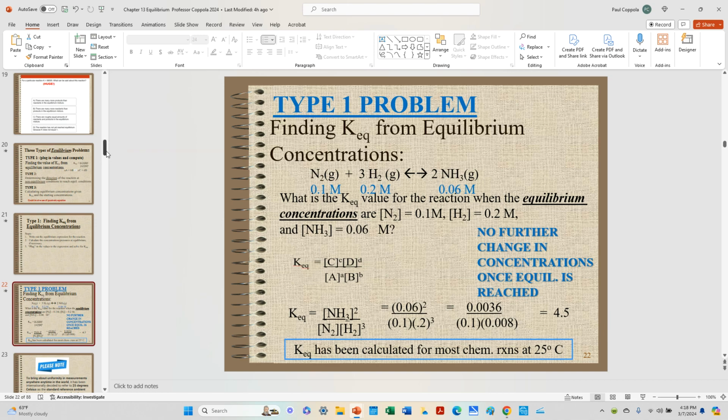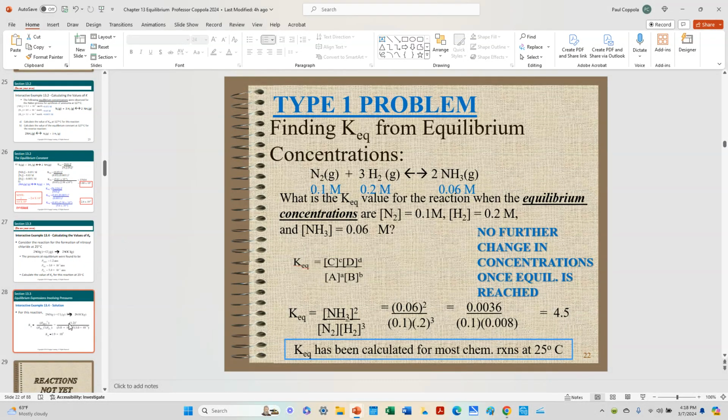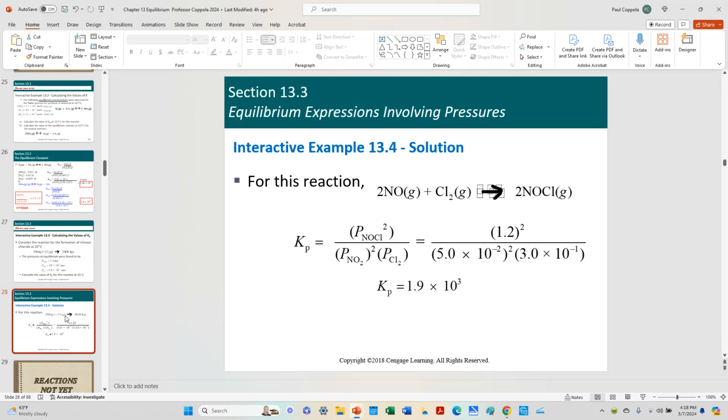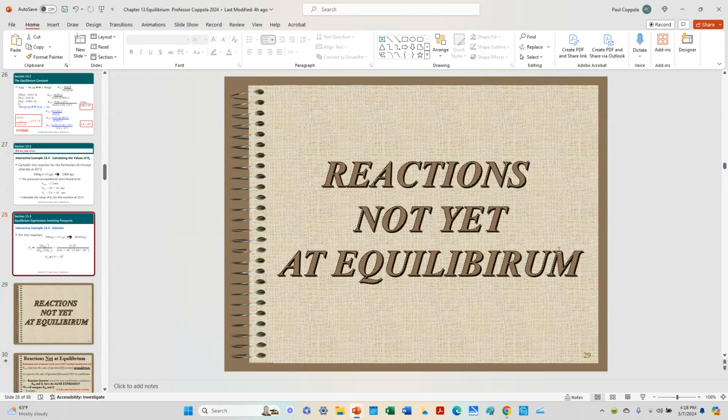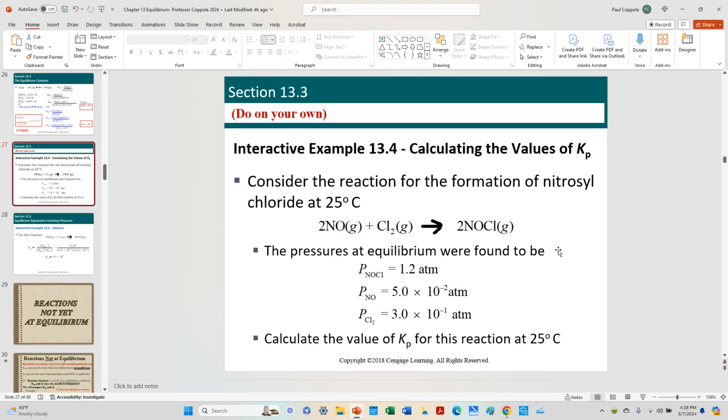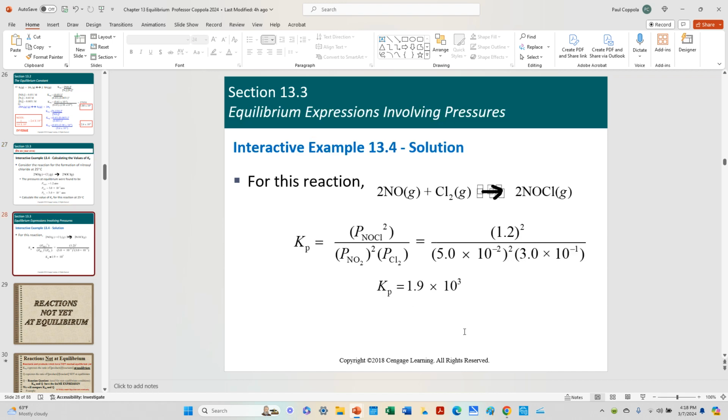All right, let's go to slide 28, I believe. And this is one involving pressure. Remember I said with pressure, everything's the same, except instead of molarity for the concentrations, it's just going to be atmospheres. So everything is set up the same. And here's a solution. These are the equilibrium concentrations, and then you just plug them in the same way. That would be slide 27 and slide 28.